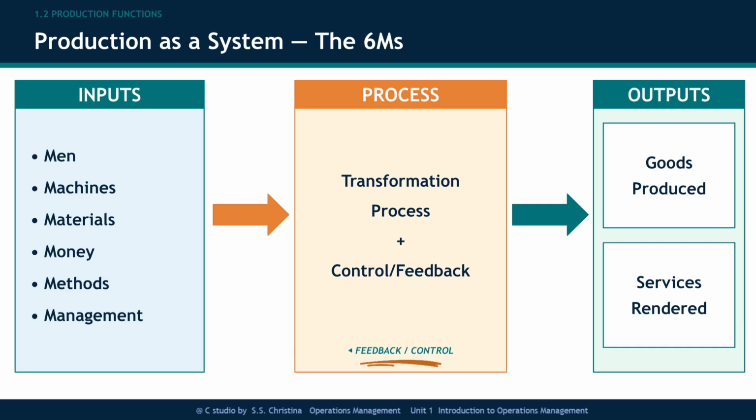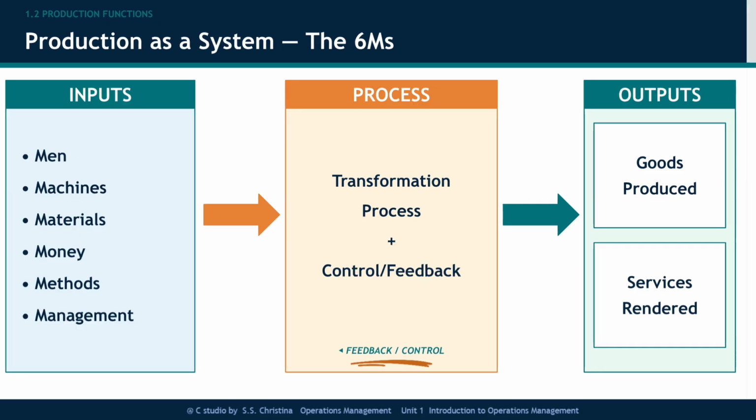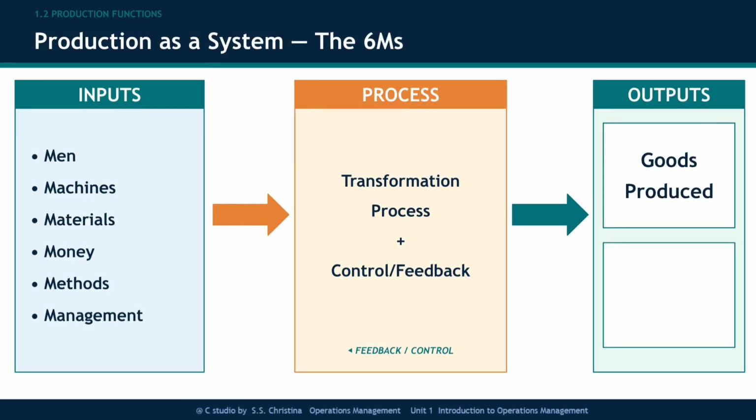These inputs enter a transformation process to create goods or services. The output is either goods produced, tangible physical products, or services rendered, intangible outputs like healthcare, education, or financial advice. And notice the feedback loop, the arrow going back from output to input. This is crucial. A production system doesn't just flow forward. It monitors its output, measures quality, checks performance, and feeds that information back to adjust the inputs and process. This is what distinguishes a managed production system from a random one.